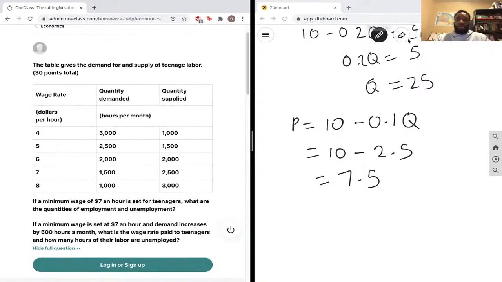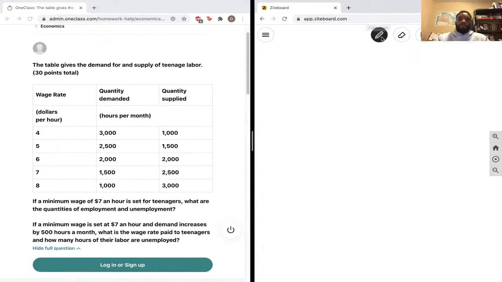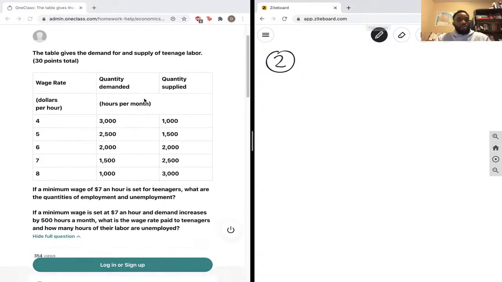But we're on to question number 2. The table gives the demand for and supply of teenage labor. It's a table below. If a minimum wage of $7 an hour is set for teenagers, what is the quantities of employment and unemployment?